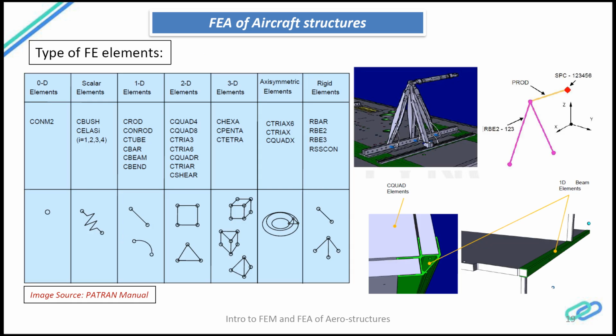I have put a typical list of FE elements that is available within the Patran library, and then I have put some real-time examples of how this is being idealized. So first, looking at the list of elements, we have the zero dimensional element, which is 0D, which is like a point element, which is called a mass element. Mass elements are the ones used for adding mass.